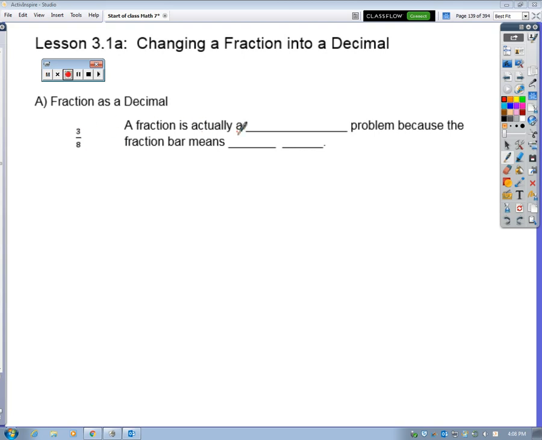A fraction is actually a division problem. Okay, that is its big secret that fractions do not want you to know. They don't want you to know that they're actually a division problem, because then you will know their secret on how to make them easy to work with. Alright, a little secret there. So they're a division problem because the fraction bar means divided by. Alright, that's exactly what the fraction bar means. And it reads like this: 3 divided by 8.